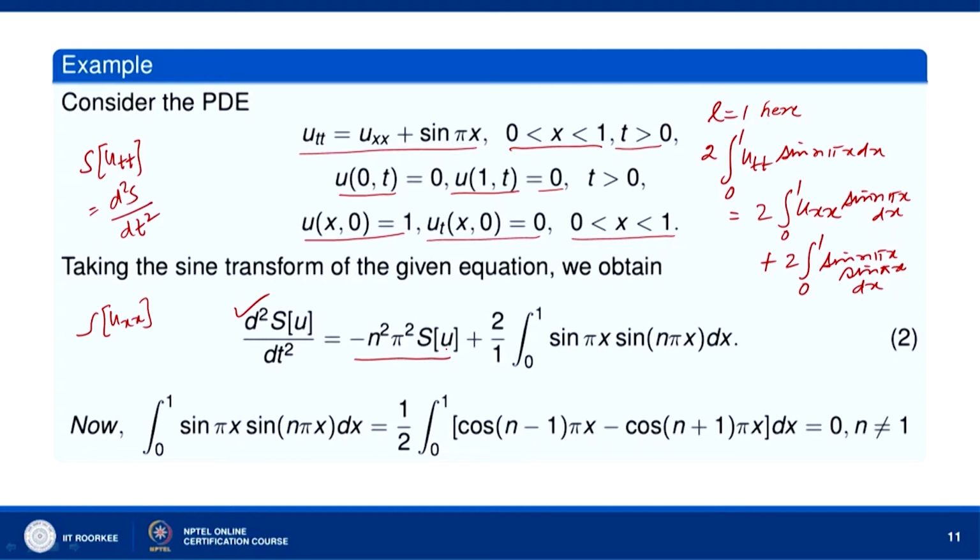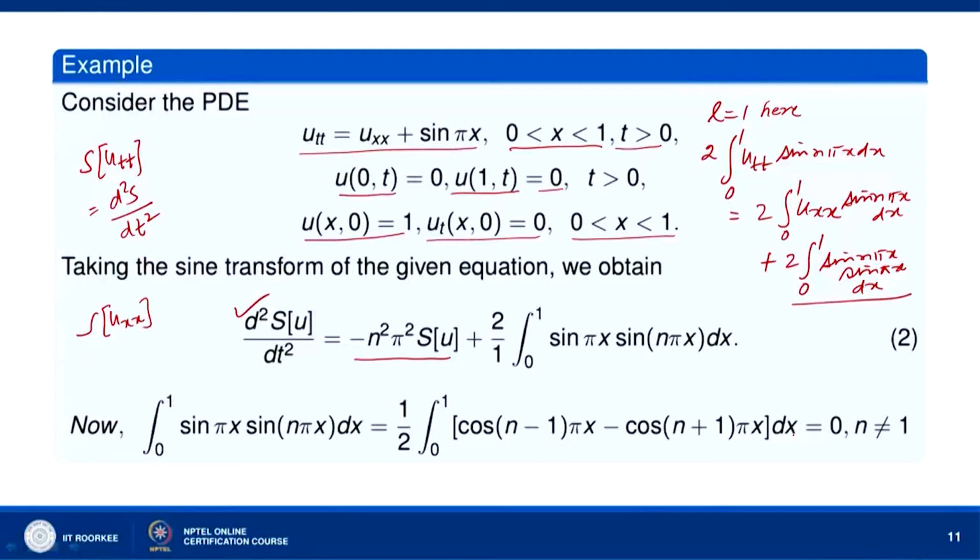Okay. And then this is the last term, 2 times integral 0 to 1 sin pi x sin n pi x dx. Now, we know the property of sin pi x and sin n pi x. They are mutually orthogonal functions. When m and n are not same, their integral over 0 to 1 will be 0. So, here you can see 0 to 1 sin pi x into sin n pi x dx is 0 whenever n is not equal to 1.